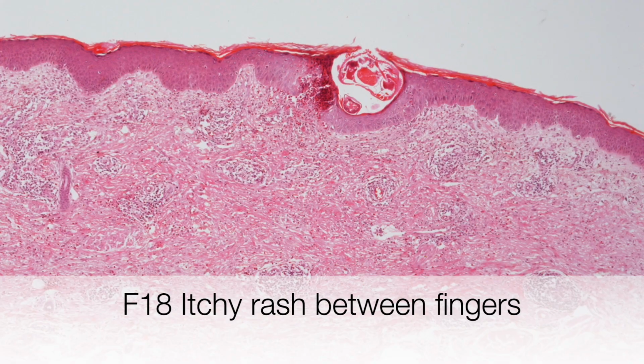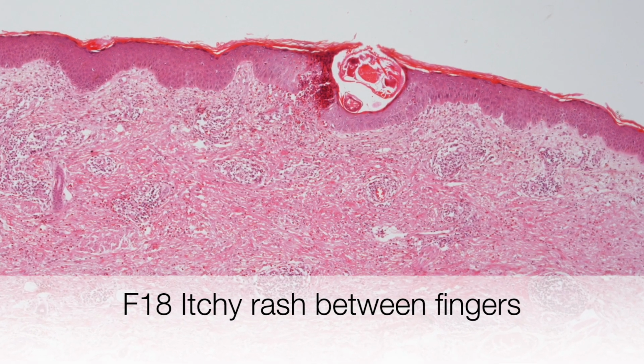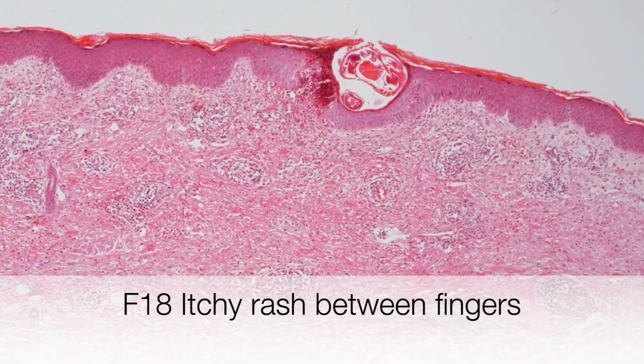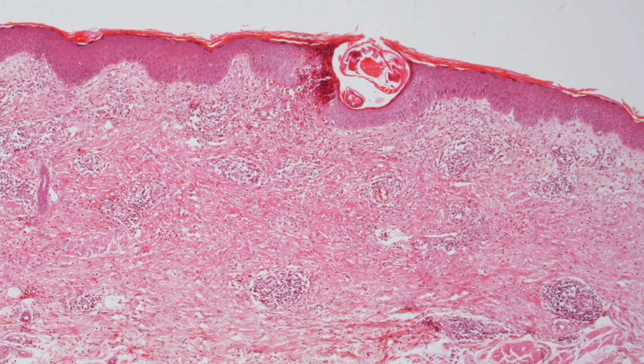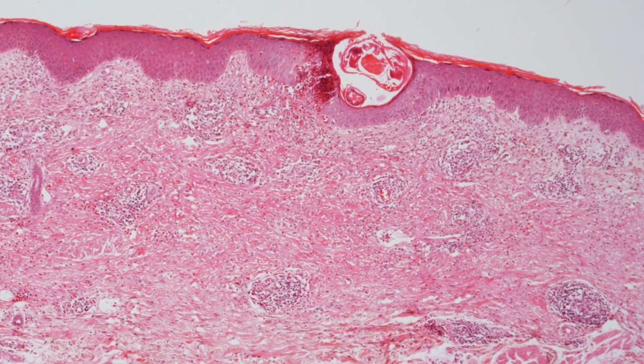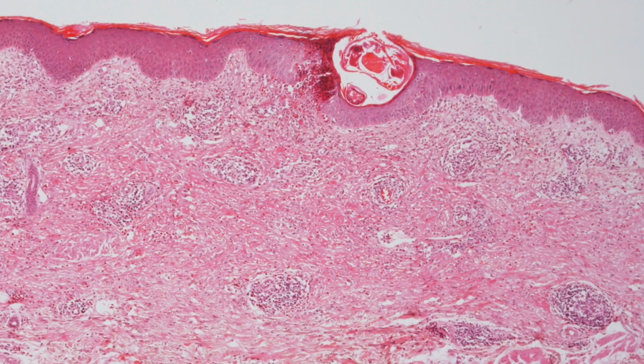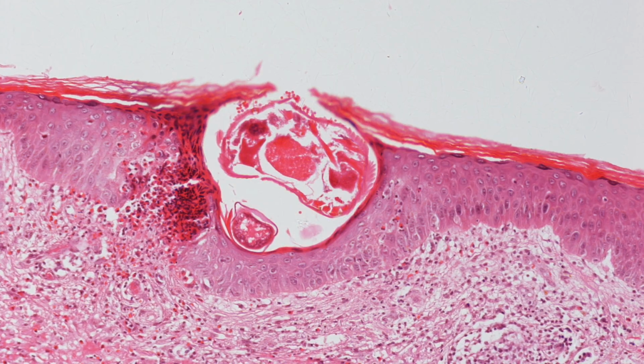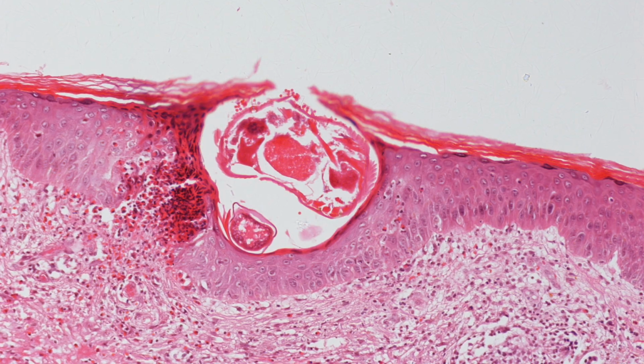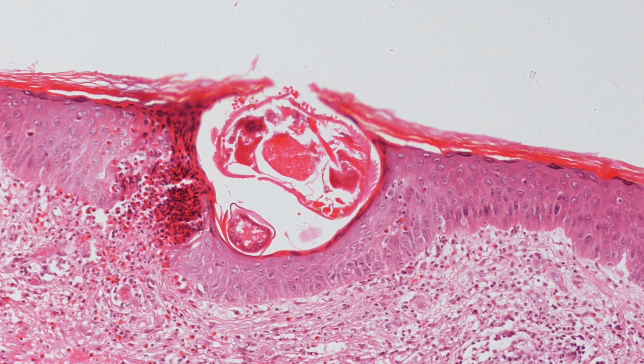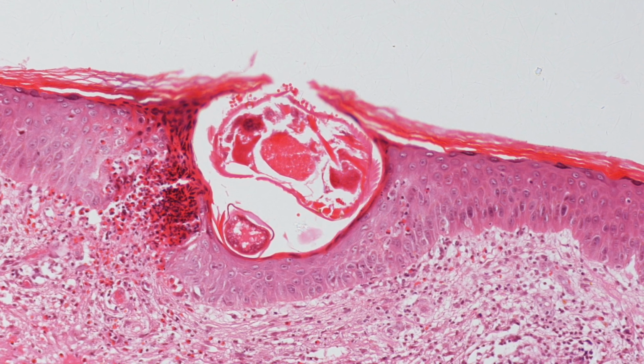Case number 5 is a female of 18 with an itchy rash between the fingers. This is a biopsy of the lesion. Here is a higher power view of the significant part of the lesion.